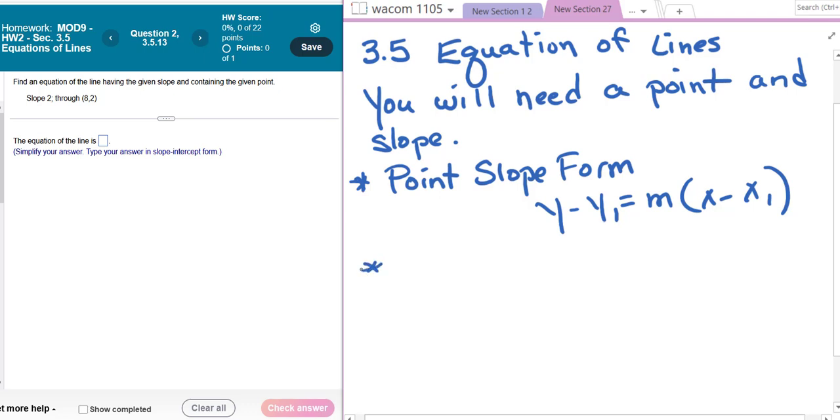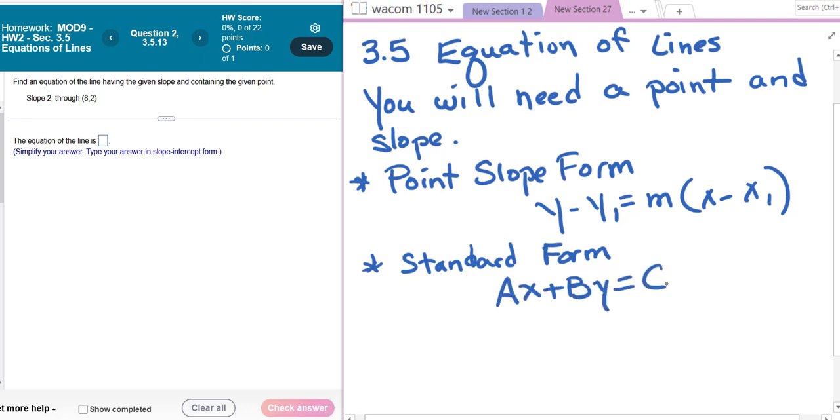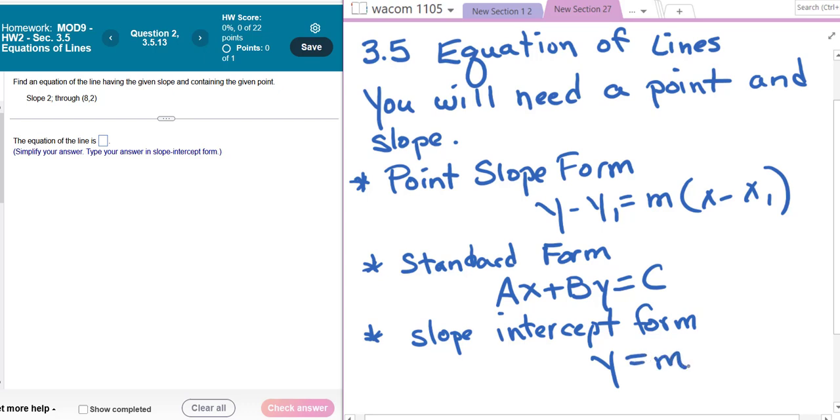Standard form has x and y on the same side. So it is ax plus by equals c. And then slope-intercept form is y equals mx plus b. So I would put those on a little index card and look at it often, say your formula out loud, write it down when you do a problem, just to help get them in your memory.